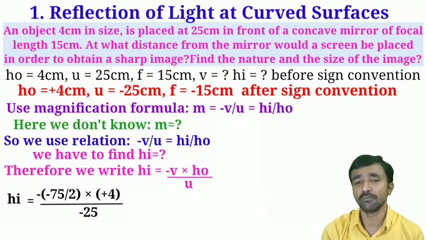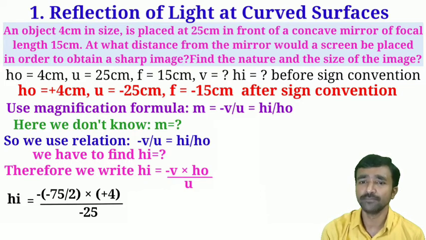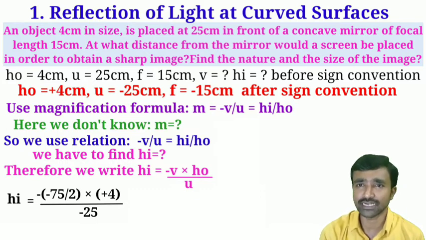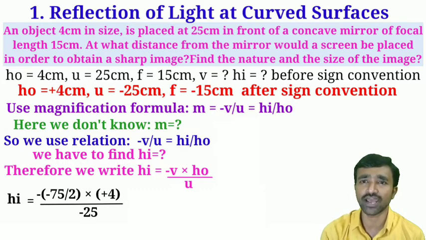So minus of minus 75 by 2 into h naught is 4, and u value according to sign convention is minus 25. So it is substituted. Then here if you have any fraction in the numerator, you have to write it as the fraction value only, no need to write any reciprocal here. If you got that fraction in the denominator, you will write it as a reciprocal here. So the numerator fraction is written as minus 75 by 2 only.